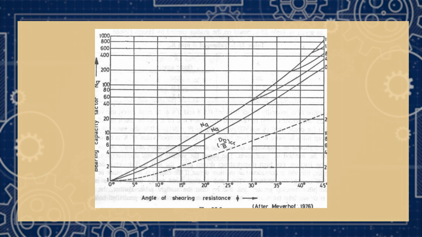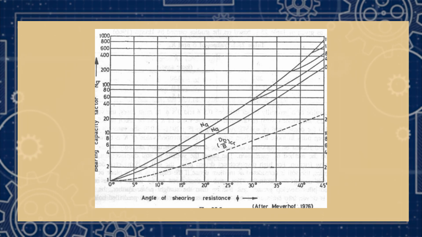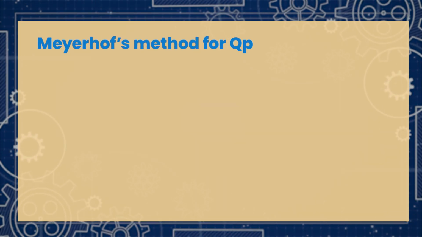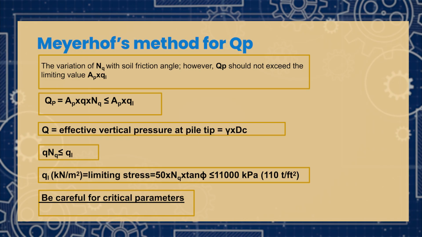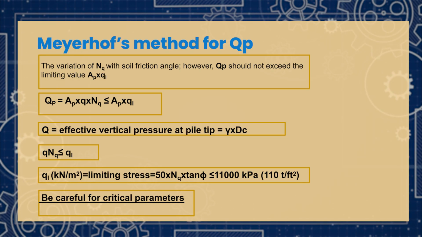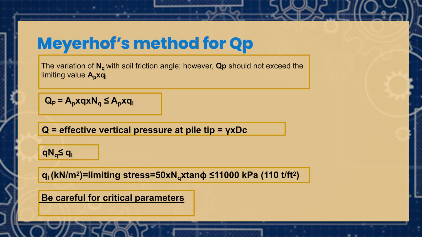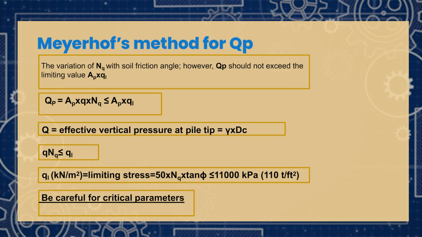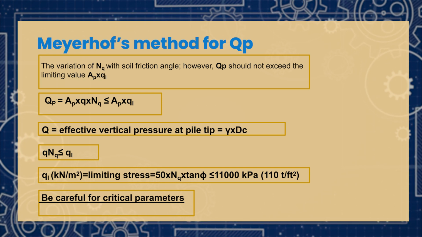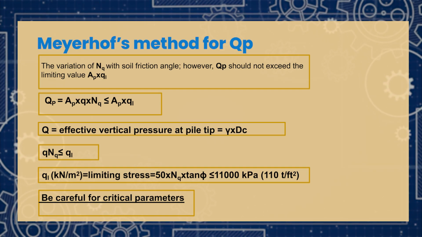See, this chart is from the Meyerhof bearing capacity chart. So, the Meyerhof method talks about the pile tip. Here it shows the variation of Nq with soil friction angle, as we have learned. You can see this Nq value again depends on the friction angle, that is why he is saying that. And the next condition: this Qp, the end bearing, should not exceed the limiting value.